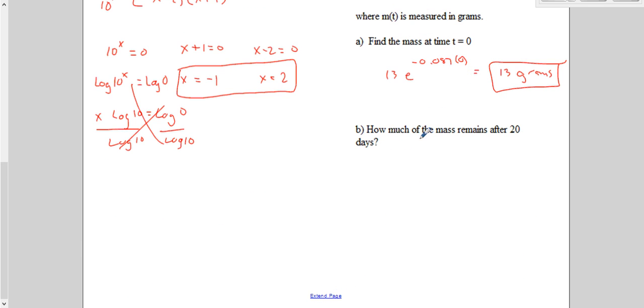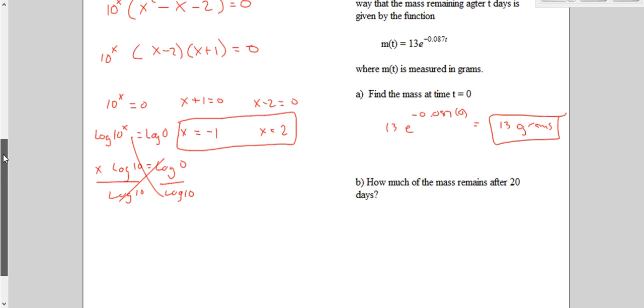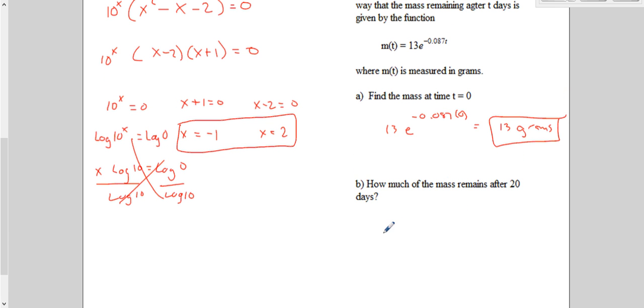In part B, how much mass remains after 20 days? So my t value now is 20. So 13 times e to the negative 0.087 times 20. And I plug that in my calculator, and I will get 2.28 grams. So as you can see, it decayed, it got less. So in 20 days, it went from 13 grams down to 2.28 grams.